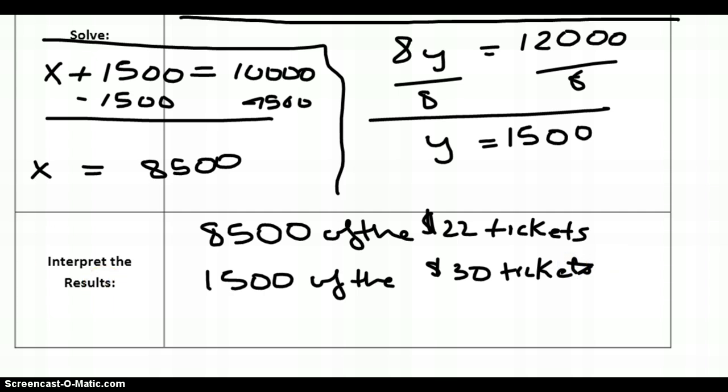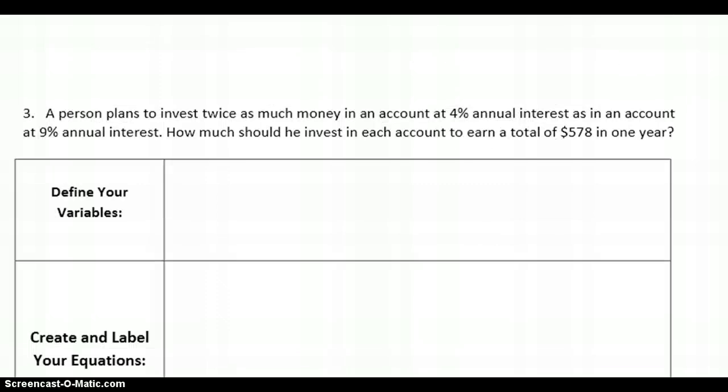Okay, so I'm going to look at two more, and we're just going to set those two up, not solve them, but just a little bit more practice in setting these equations up. The next one is an interest problem, and it's going to work very similar to the last problem. A person plans to invest twice as much money in an account that earns 4% as an account that earns 9%. So those are my two accounts. How much money should they invest in each account to earn a total of $578 per year?